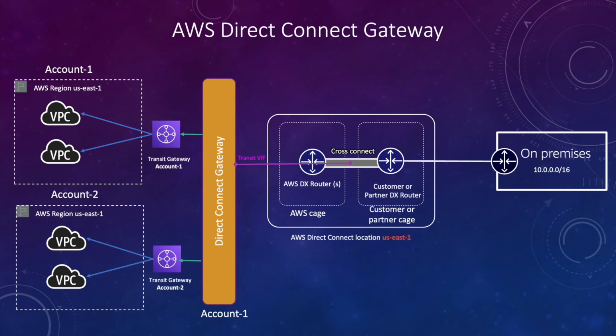If you have your VPCs or transit gateway in a different account, you can use that as well. The same process: you will associate the transit gateway with the Direct Connect gateway across accounts, and after that you should be able to use the same transit VIF to connect to VPC resources from on-prem.